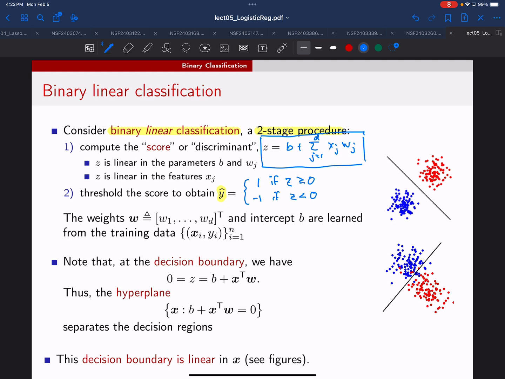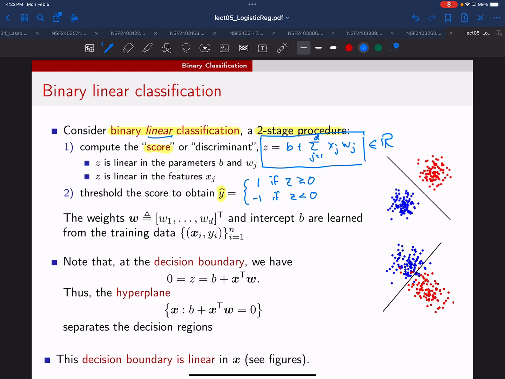Okay, so that's a two-stage procedure. First, you compute the score, a real number. Second, you threshold that score to get a binary number. Okay, so this is called linear classification because it's linear two different ways.